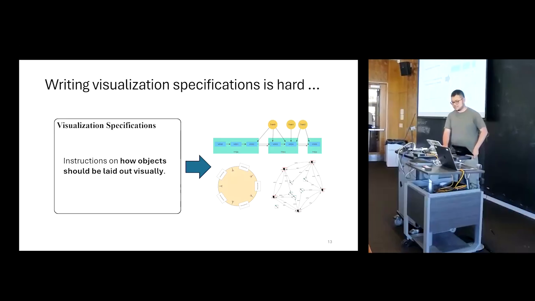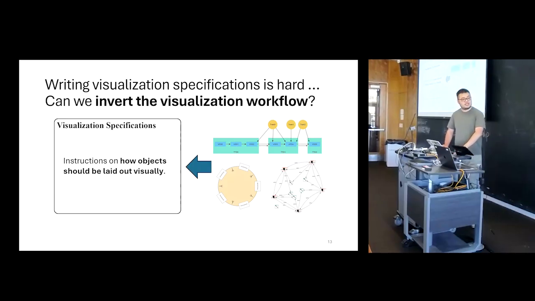Since writing visualization specifications is hard, a question we are asking is, can we approach this another way? Instead of using visualization specifications to make a diagram, can we invert the process and use some sort of user-provided examples to infer a good visualization specification?